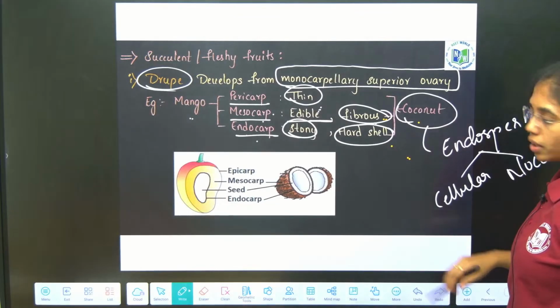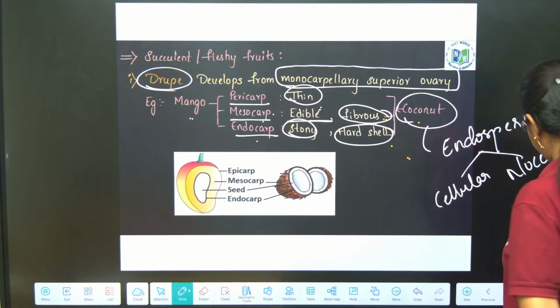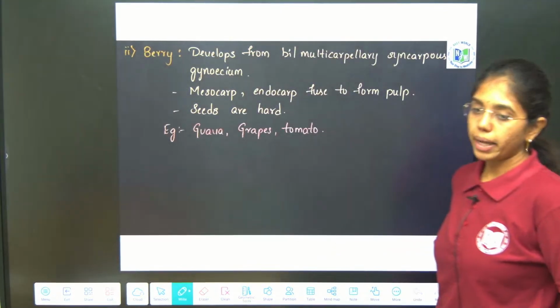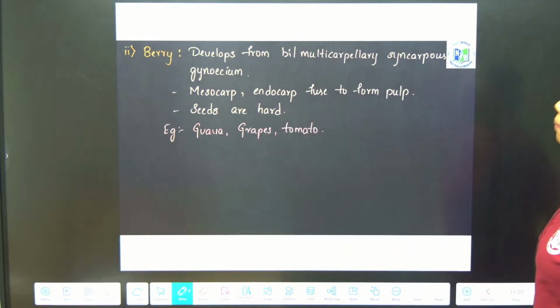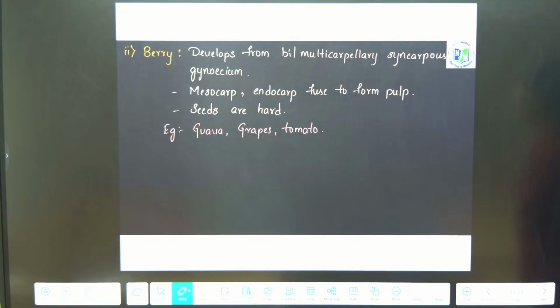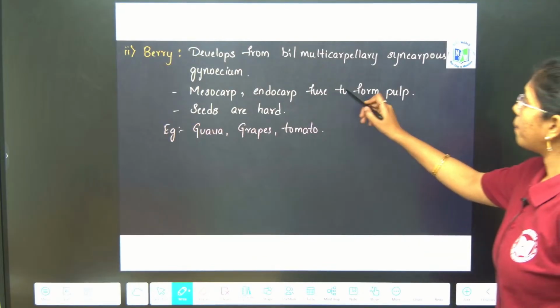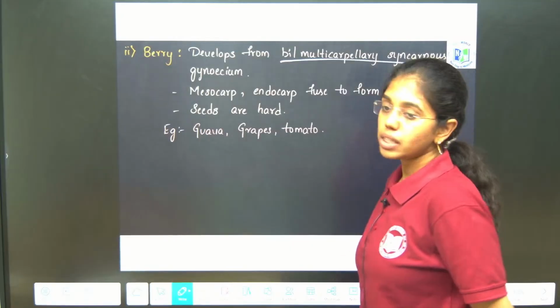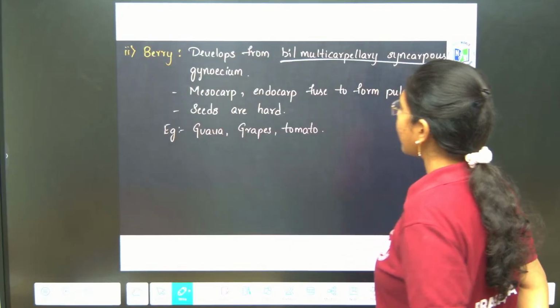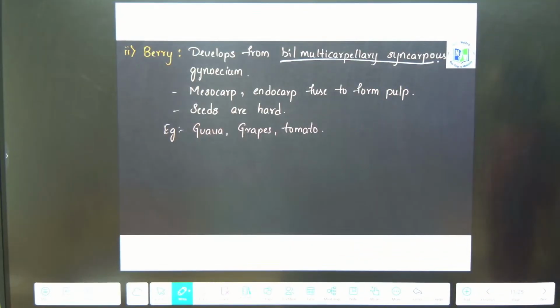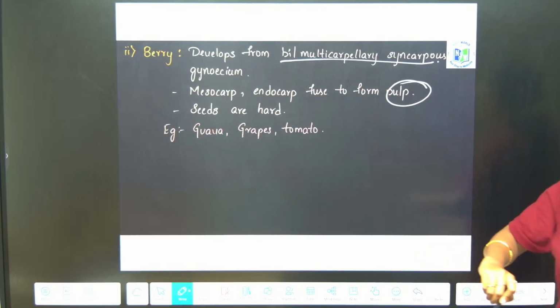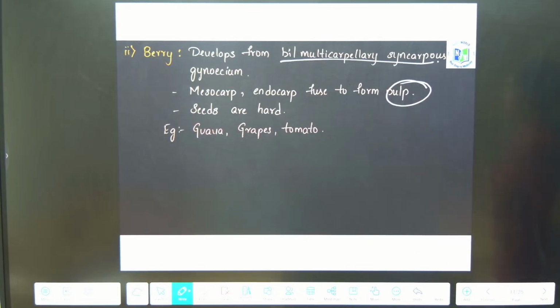Okay, fine. Clear till here, drupe? Yeah. Next you see berry. Okay, this develops from bi or multicarpillary syncarpous gynoecium. For example, mesocarp and endocarp will fuse to form what? Pulp. Mesocarp and endocarp will fuse to form pulp.